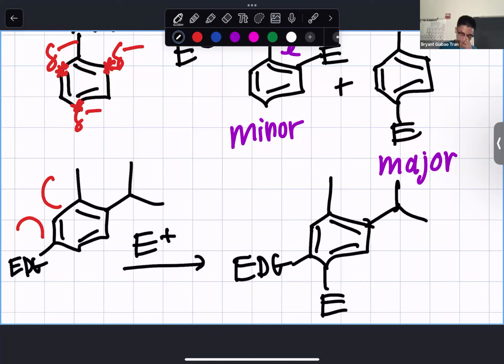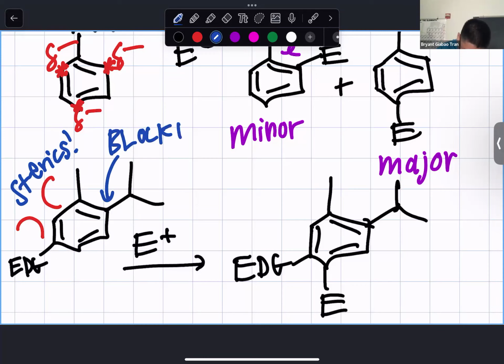Electrophile there. This right here, steric. This para position is blocked. And this ortho position is open.